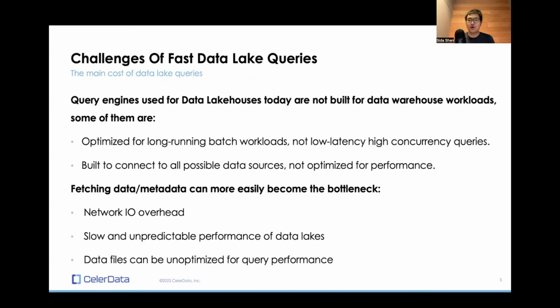So why are fast queries challenging on the data lake? What is going wrong? First, at the highest level, query engines that are used for lakehouses today were not built for data warehouse-like workloads. Some of them are optimized for performance, but they're more optimized for long-running batch workloads, those ETL workloads that run for hours or even days.